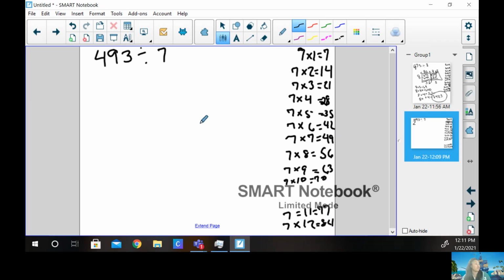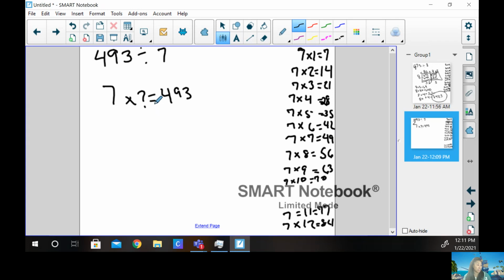Okay, so I have all my multiples of 4. Now we're going to estimate. And so we're going to turn this into a multiplication problem when we're estimating. And so it looks like this: 7 times our unknown equals 493. And with estimation, you want to see what 2 numbers your product is going to fall in.